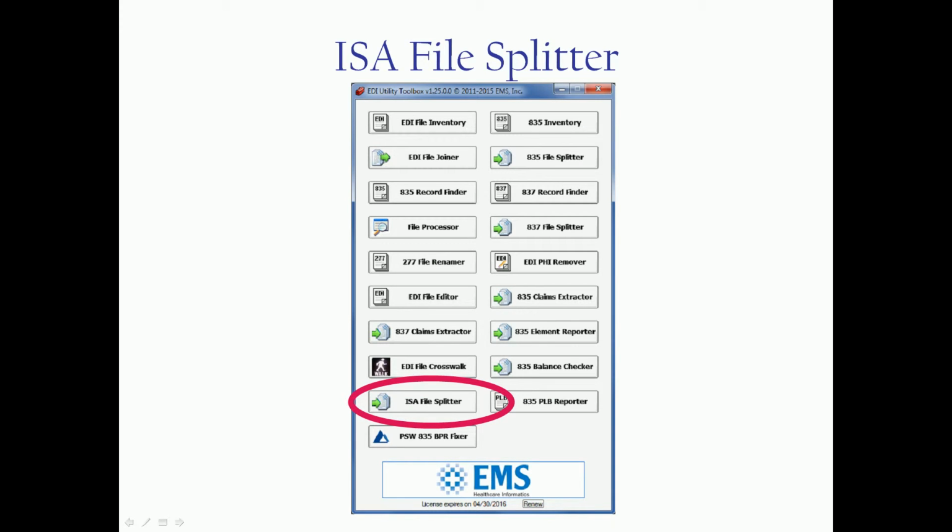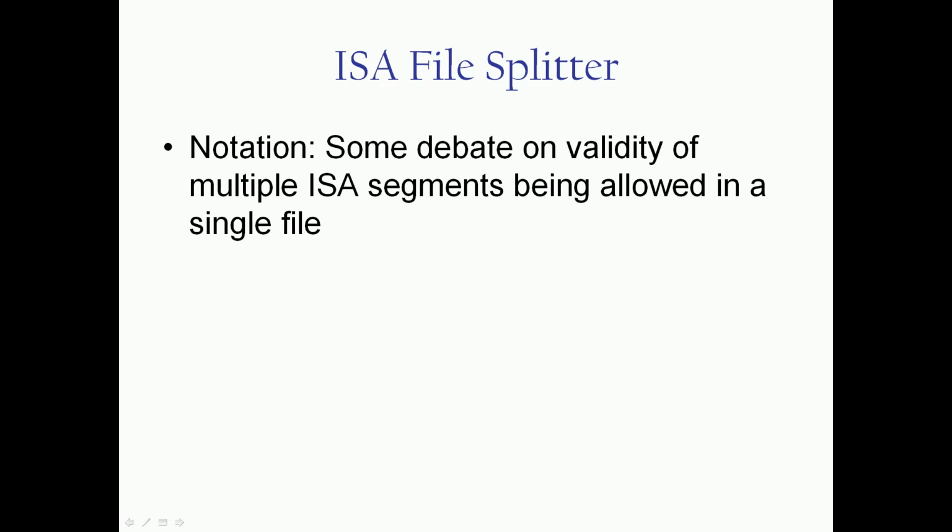Now we're going to talk a little bit about the ISA file splitter. What is that? Well, first of all, a disclaimer, if you will: there's debate out there in the EDI circles on the validity of multiple ISA segments being allowed in a single file. Basically, an ISA is an envelope that tells you, among other things, what kind of file it is. So when there are multiple ISA segments, we're basically combining different files into a file.